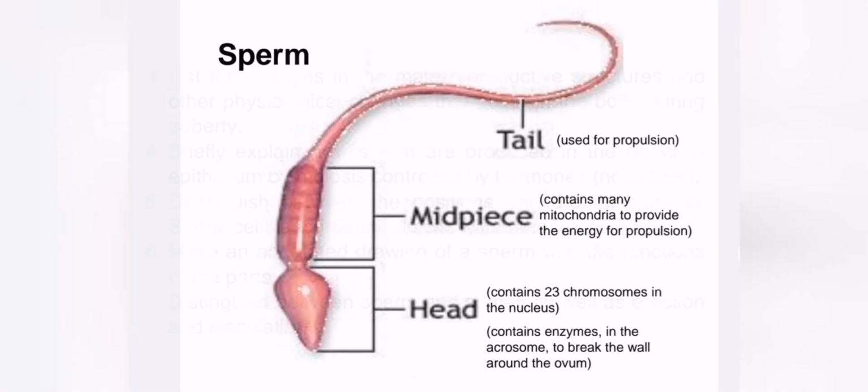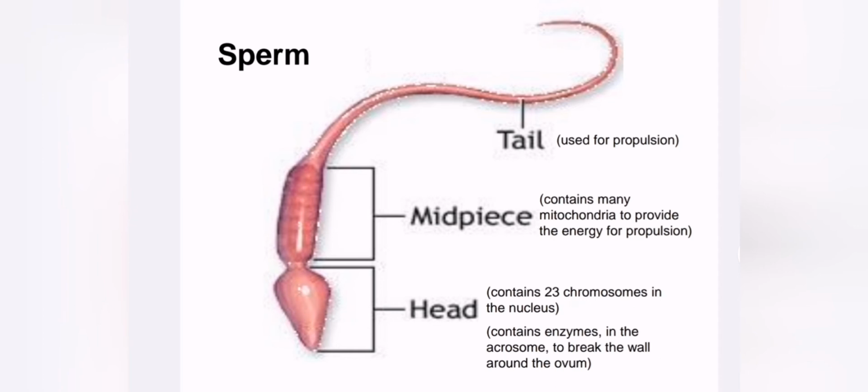So take some time. You can pause the video here and copy this picture down. You need to, in an exam, be able to label and draw this diagram of the sperm. Within the head of the sperm, we can see that there are 2 structures. The one is called the nucleus, which contains 23 chromosomes. The nucleus of the sperm will actually combine or fuse with the nucleus of the ovum during fertilization to produce a baby.